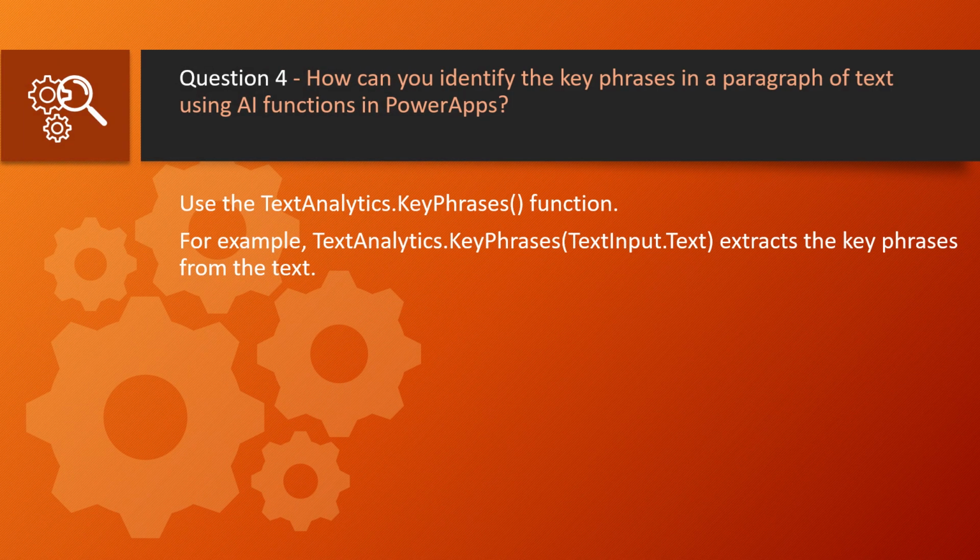Next question: how can you identify the key phrases in a paragraph of text using an AI function in Power Apps? For this there is a function text analytics dot key phrases. I have given the example of how you need to write this function: text analytics dot key phrases. Here you need to again pass the text input dot text control, and it will extract the key phrases from the text.